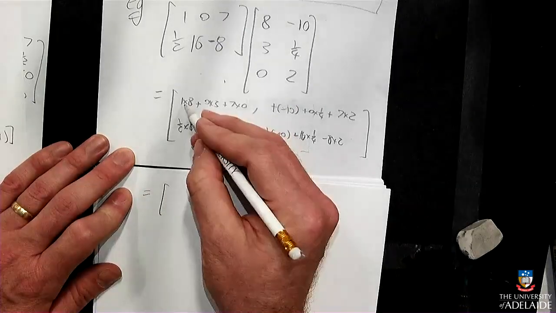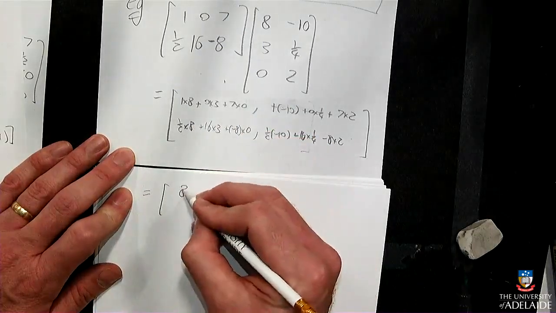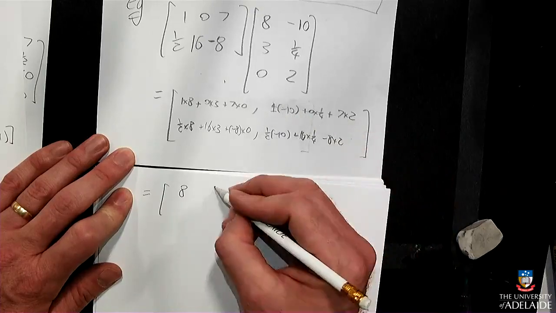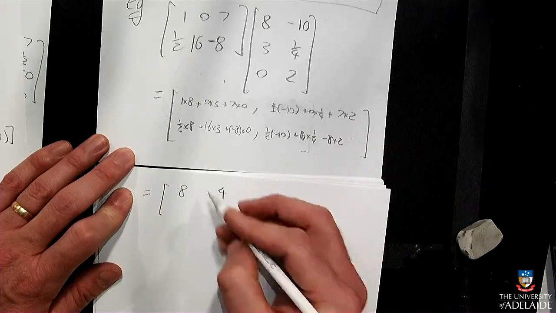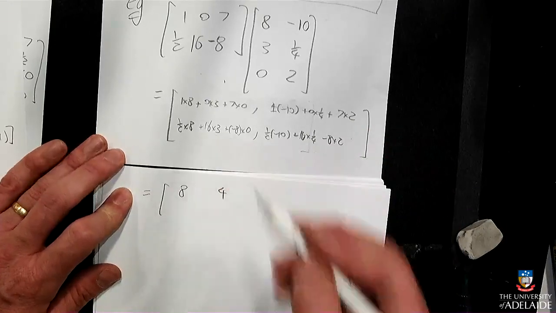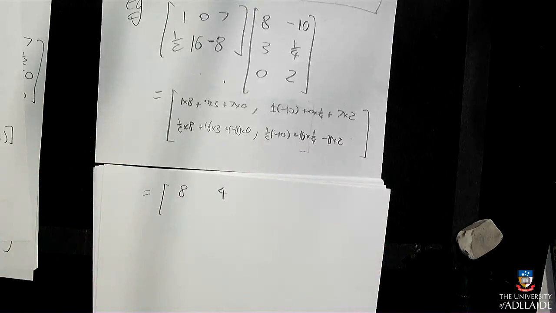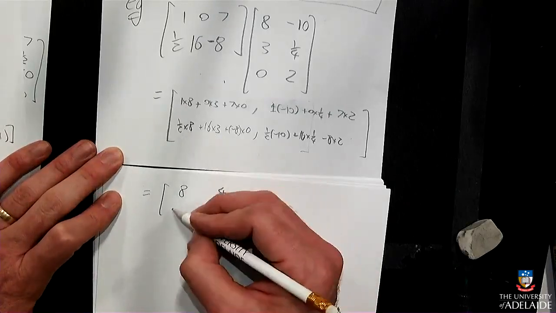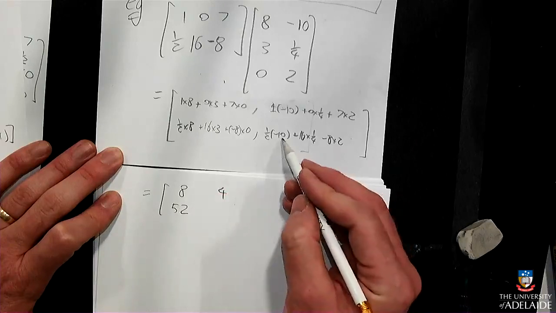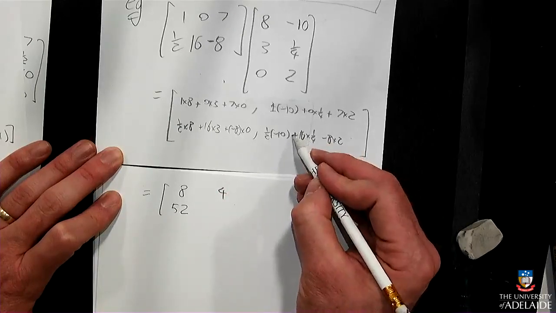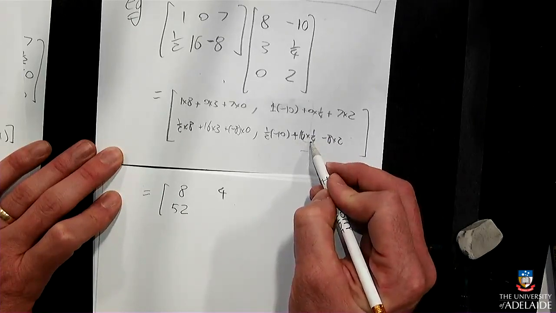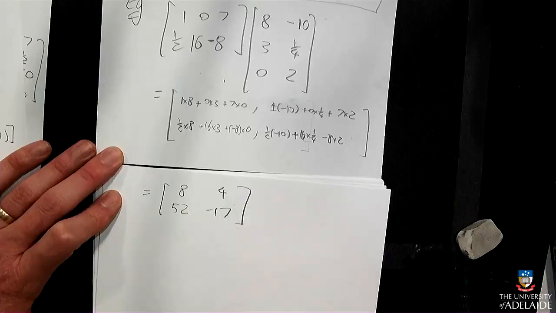And so we get 1 times 8 plus 0 plus 0, which is 8. 1 times minus 10 plus 0 plus 14, which is minus 10 plus 14, which is 4. Half of 8 is 4. 16 times 3, 48. And so 48 plus 4 is 52. And 1/2 times minus 10 is minus 5. Plus 16 times a quarter, that's 4. So minus 5 plus 4 is minus 1. Minus 16, so minus 17. And this is the answer we get.